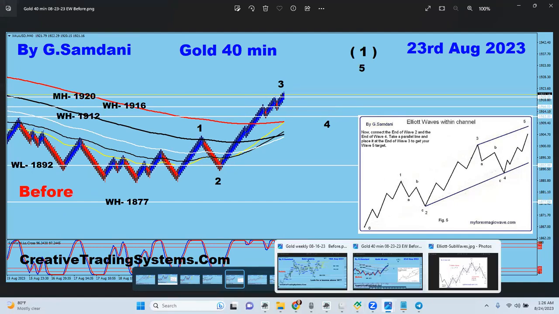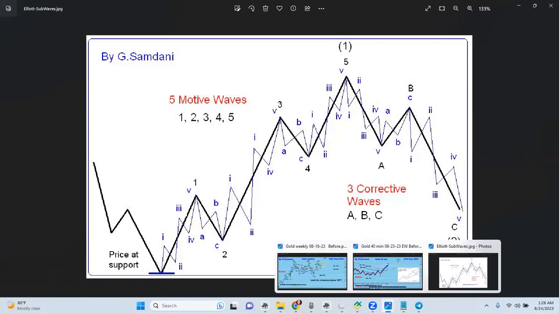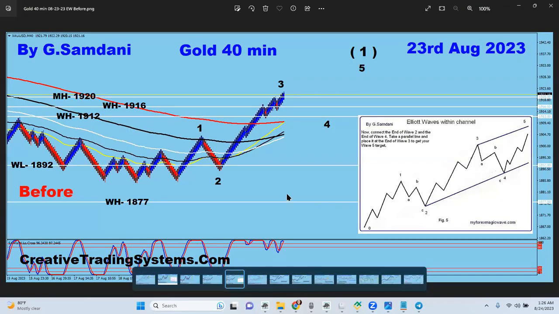Okay. On a bigger picture, you can see that this is what usually happens. 1, 2, 3, 4, 5, A, B, C. Right. So we are finishing this wave 3 now. We are like 1, 2, 3. We need wave 4 and then wave 5. Then we will come down for wave A, B, C, sorry. So what is happening now is this. Wave 1, 2, 3. Then we will go for wave 4 and wave 5. That will finish wave 1, followed by ABC correction. So pay attention to that.